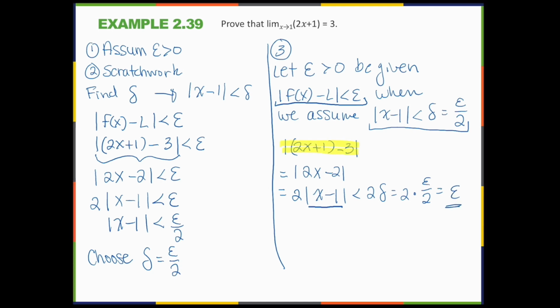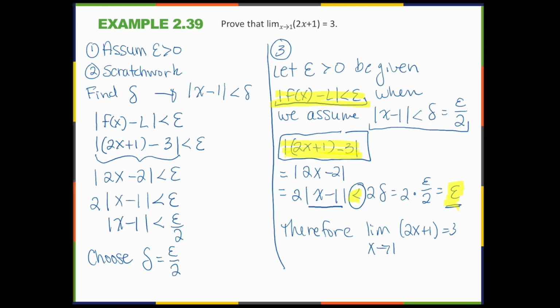I started with |f(x) - L|, and I created this mathematical statement to say that that's less than epsilon, which is what we were trying to prove. So now I can end it by saying, therefore, the limit as x approaches 1 of 2x + 1 is equal to 3, because we just showed that |f(x) - L|, that distance between the function value and the limit, is less than epsilon.